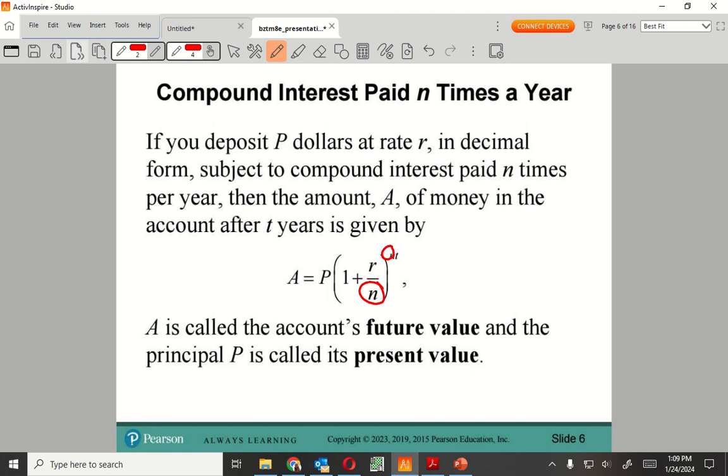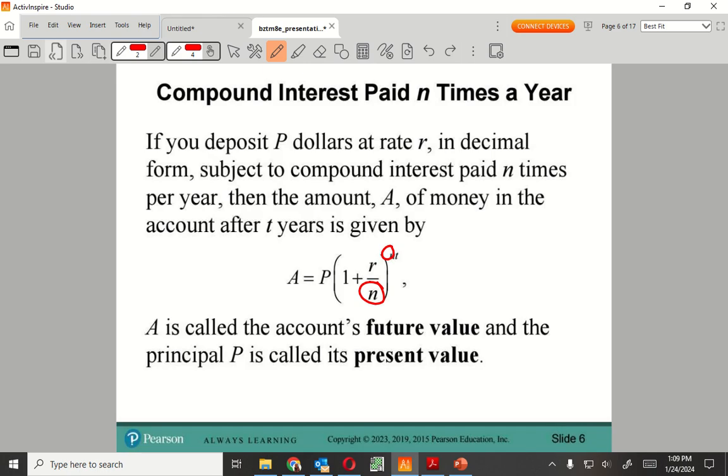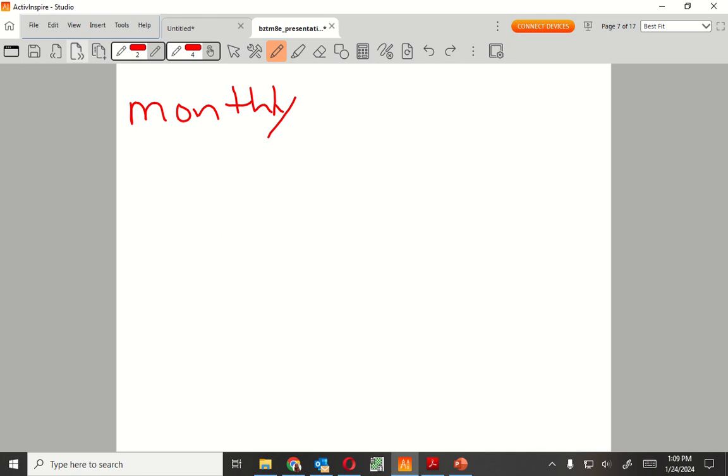We need to add some stuff to the notes. So if you see that it's calculated monthly, M-O-N-T-H-L-Y, how many times? Because if you look at the notes, it says T years. It's always in years, right? But if I give you something and it says per month, N is going to equal, very good, N equals 12. And I know you guys are all adding that to your notes because you're going to need that later on.